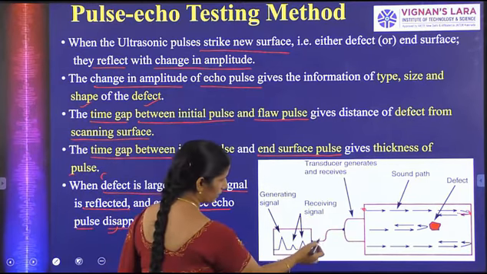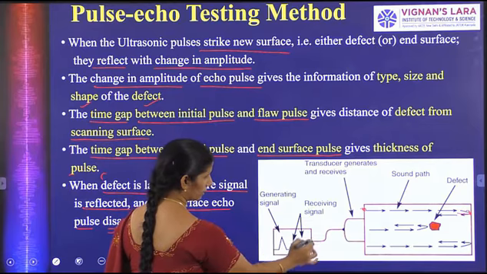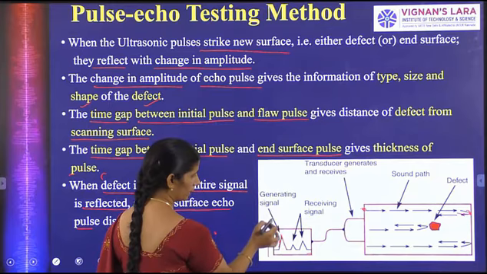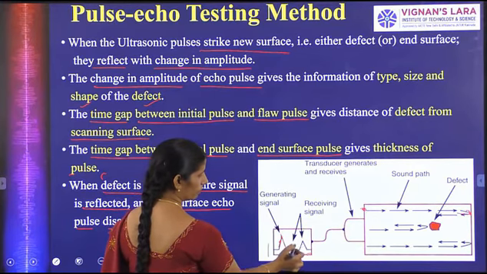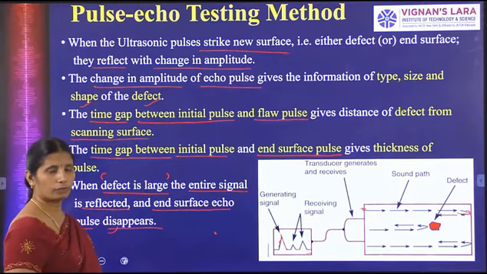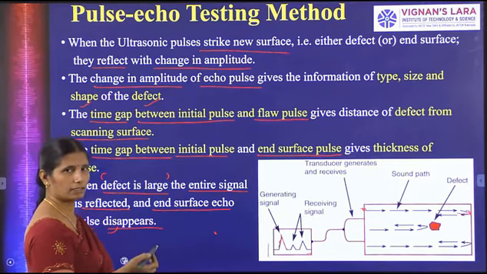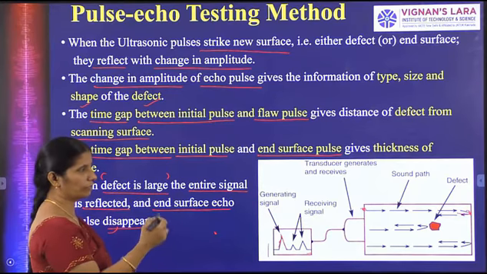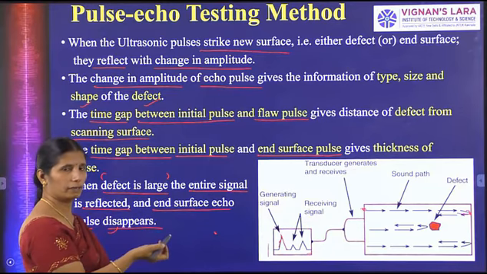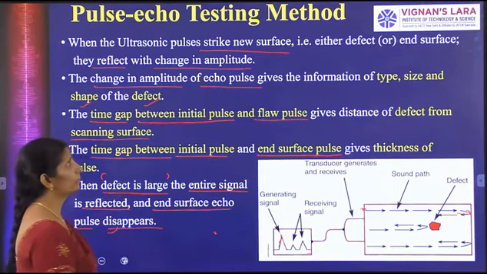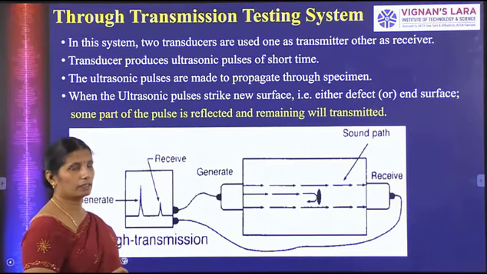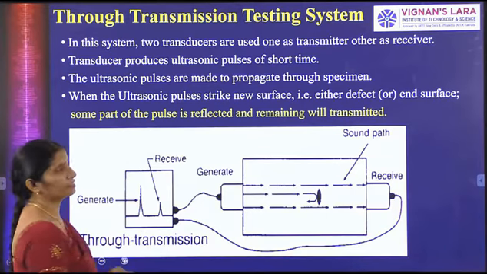So those signals will be shown on this display screen. This initial pulse represents the generating signal, and the next two pulses represent the receiving signals. Using the time taken by the signals from the initial point to the defect place, we can determine the distance of the defect, or we can determine the thickness of the material using this pulse echo testing method. And the second method is the through transmission testing system.